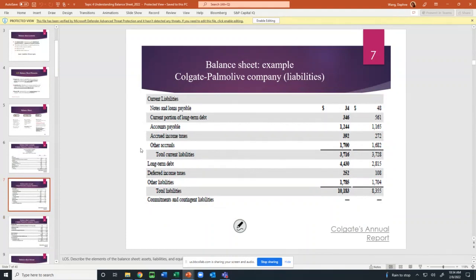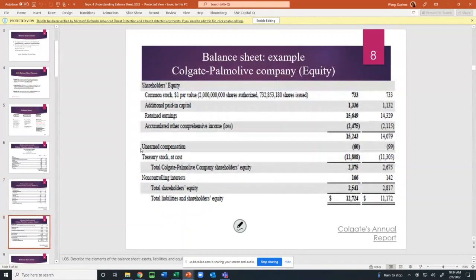This is the liability. You can see from the current liability, so there's notes payable, loans payable within a year, current portion of long-term debt, accounts payable, accrued income tax, okay, then the long-term part. Okay. This is the equity. Also a 2-year comparison.